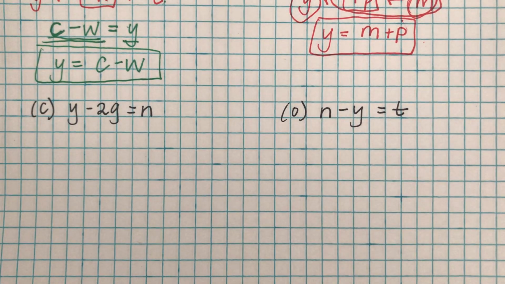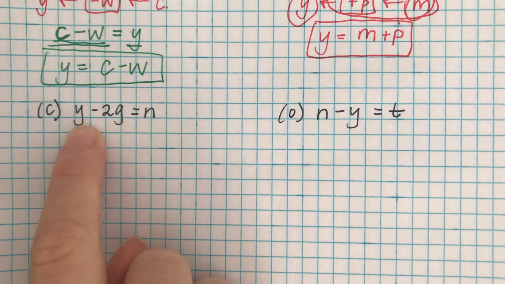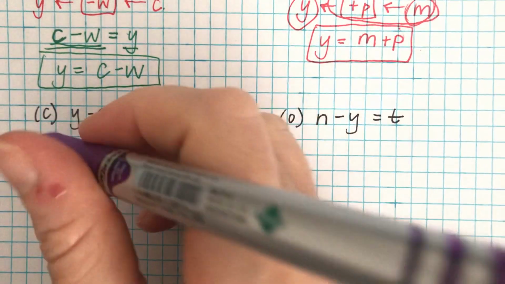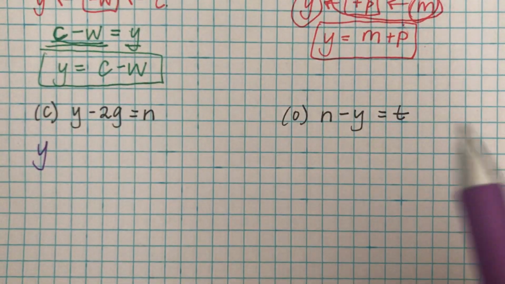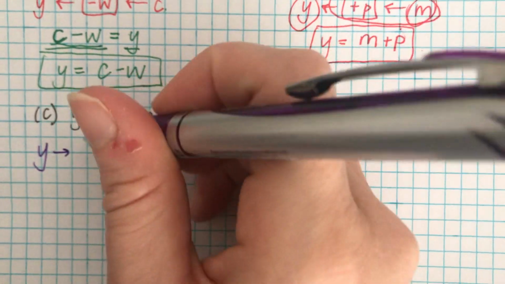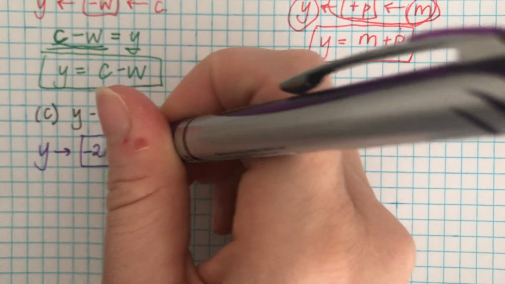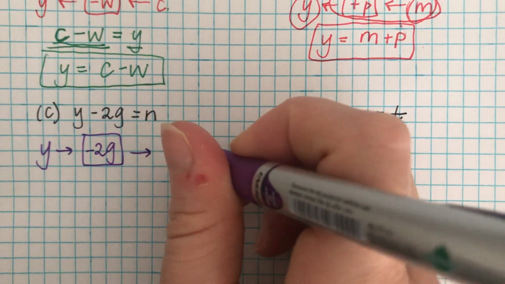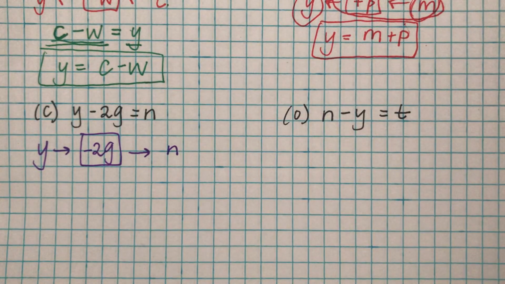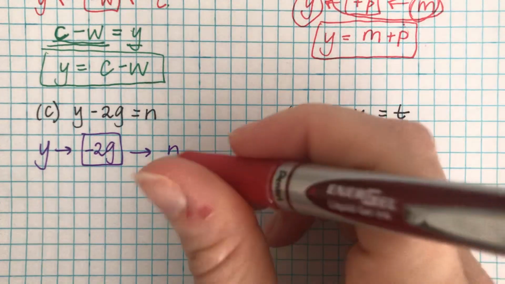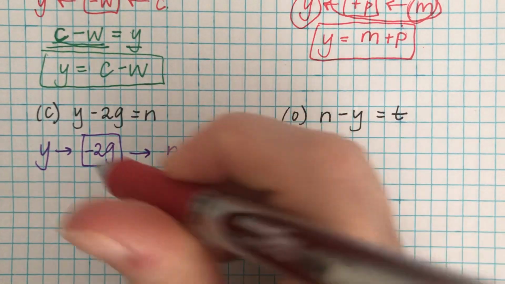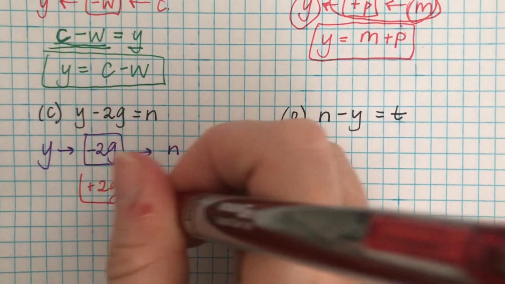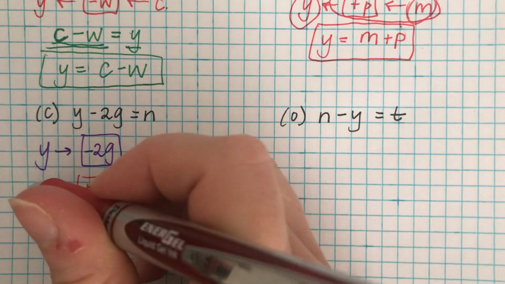All right, here we have an extra, we have a little bit more going on because we have this minus 2g. So when we write our function machine, actually it's not going to be too terrible, is it? We start with y, and then I'm going to subtract 2g. Okay, we keep those together, and that gives us the result of n. That's our output. Then if I wanted to rewrite it and swap it all around, I start with n, I do the opposite of minus 2g, which is plus 2g, and then that gives me the result of y.